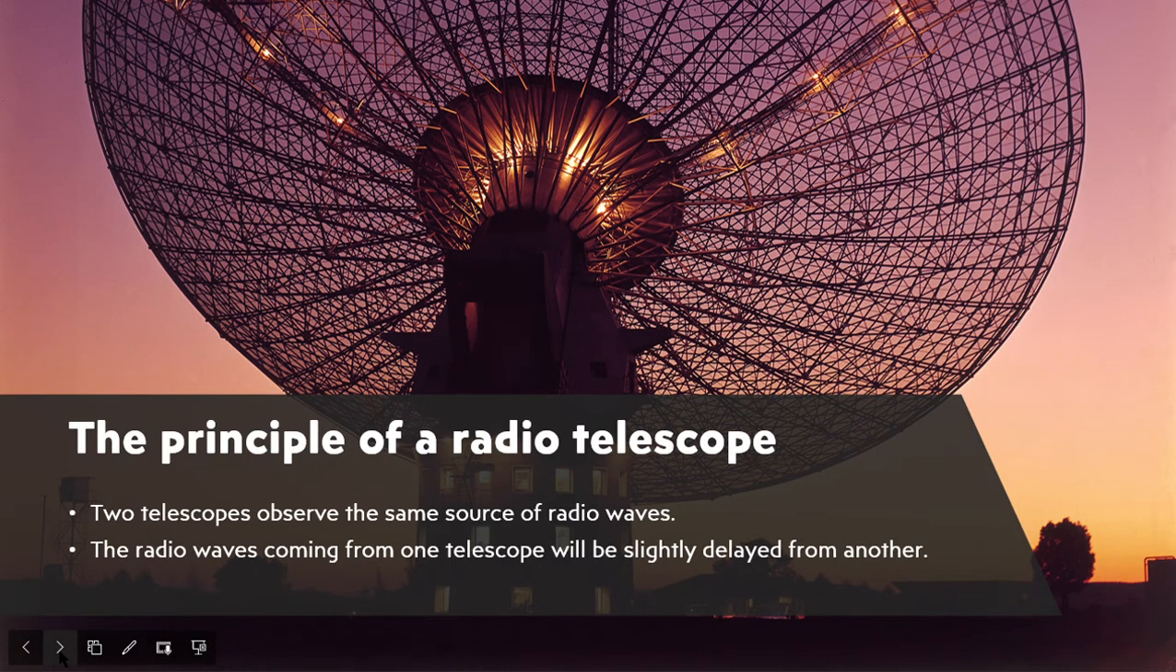What is the principle of a radio telescope? It works like this: two radio telescopes observe the same radio source. The telescopes are a known distance apart on the ground. The radio waves coming from the source will therefore arrive at one telescope at a slightly different time than the other.